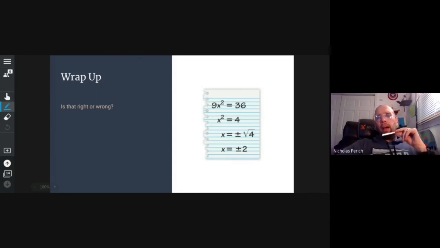This is what this guy did. He said, is X all by itself? No. Let's get rid of 9. So he got rid of 9. I guess he divided both sides by 9. He took the square root of both sides and attached the positive or negative symbol and ended up with positive or negative 2. Is that correct?